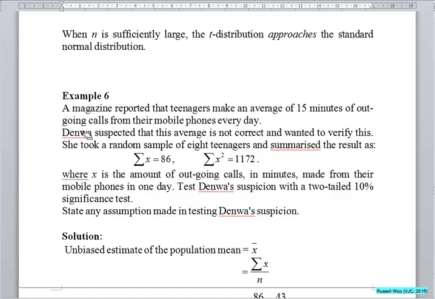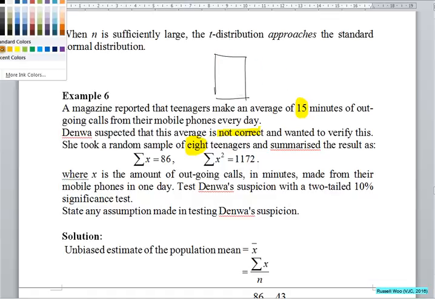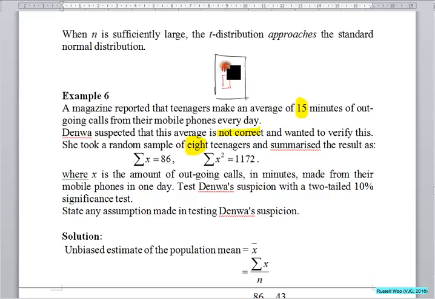Sorry. Okay, anyway, she suspected it's not accurate. It means this is not accurate. She wanted to verify. Look, this is a population, and actually the sample size is small, n equals 8. Look here. Summation x is 86, summation x squared is 1172. You want to test her suspicion whether it is 15 minutes or not 15 minutes.